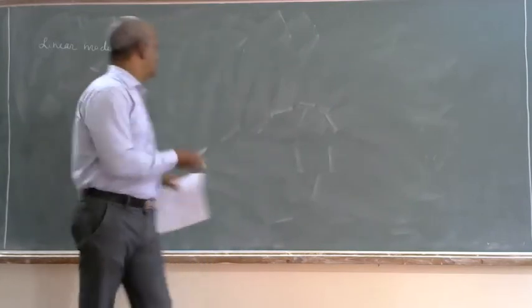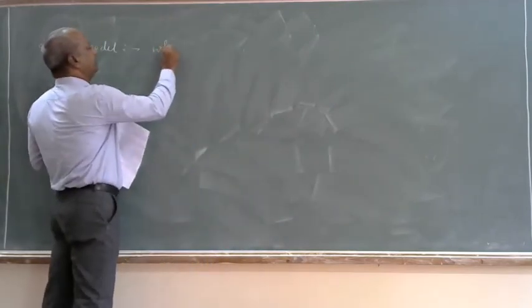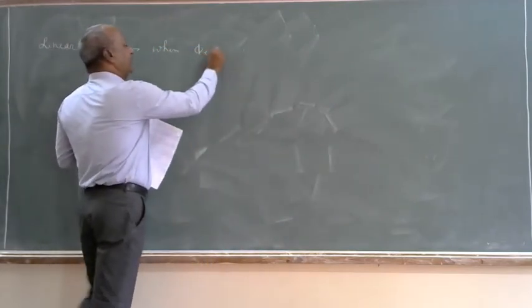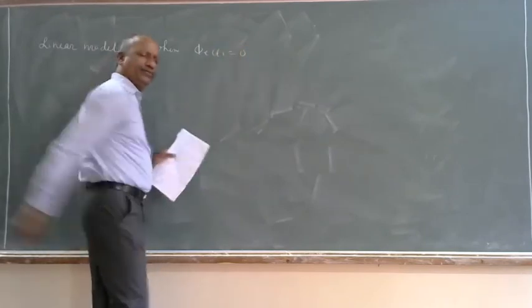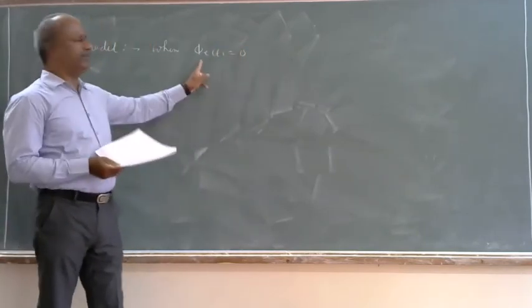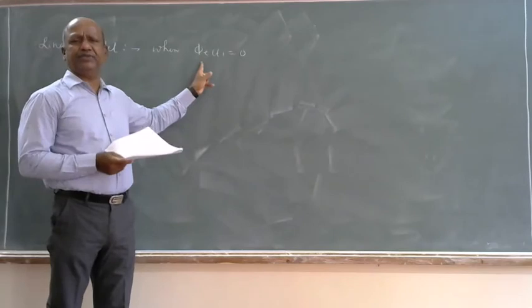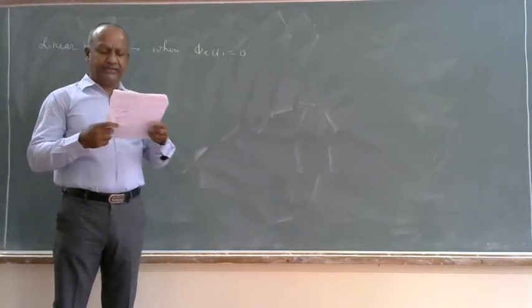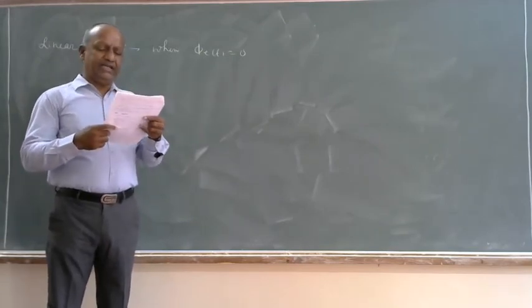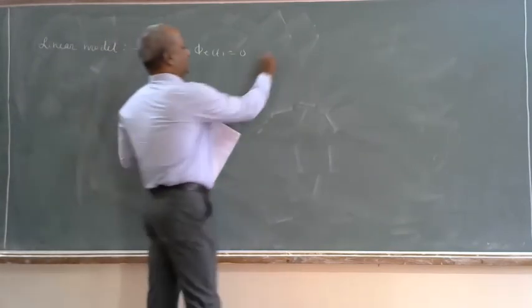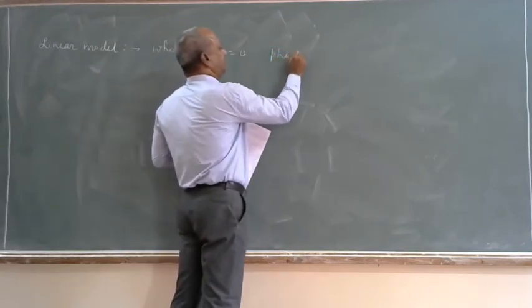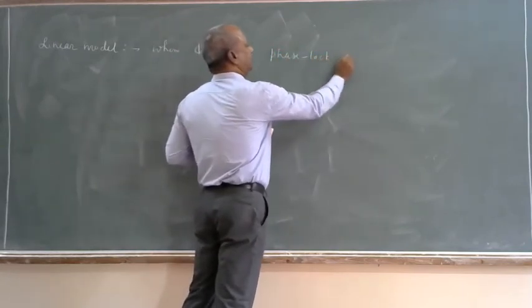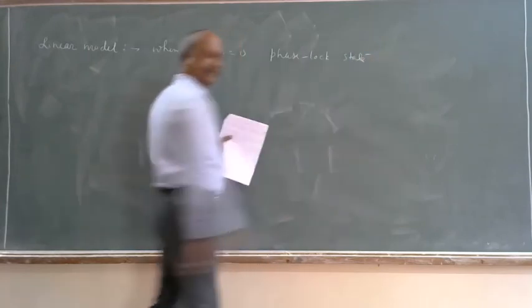That's when phi of t is equal to 0. So what is phi of t? It is the phase difference between the two signals, S of t and R of t. If phi of t equals 0, then the PLL is said to be in phase lock state.